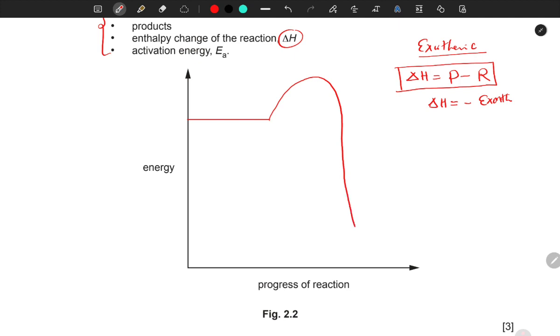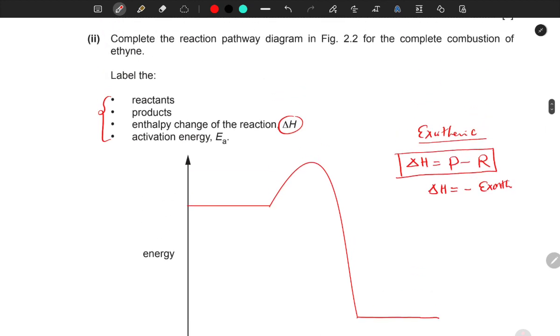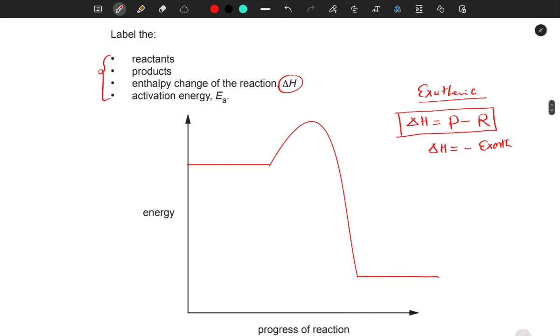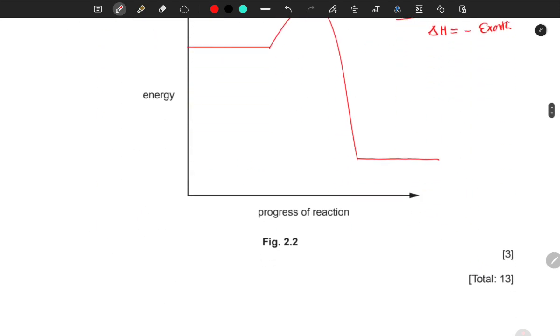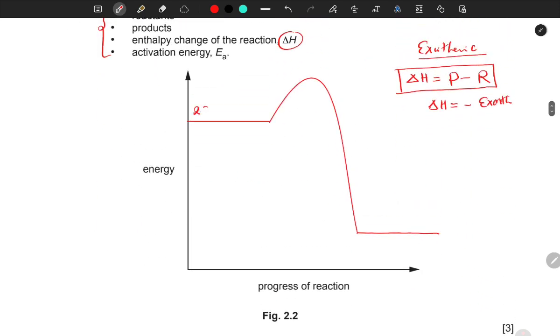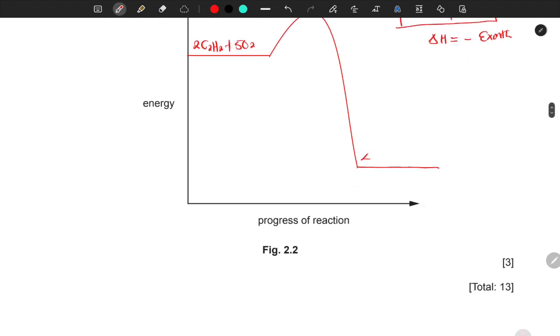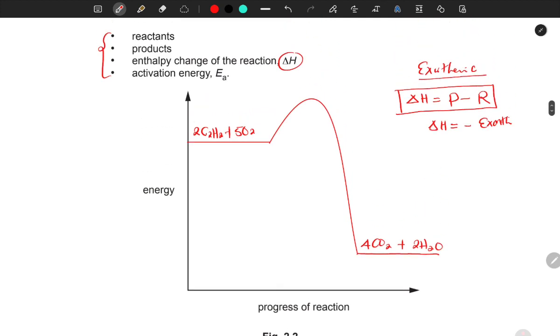Should be a little bit higher, like that, then like that. That's all. So here we are going to put our reactants. From the equation here, these are the reactants, while these are the products. We just copy them: 2C2H6 plus 7O2, and the products are 4 carbon dioxide plus 6H2O. Where do we label the activation energy?